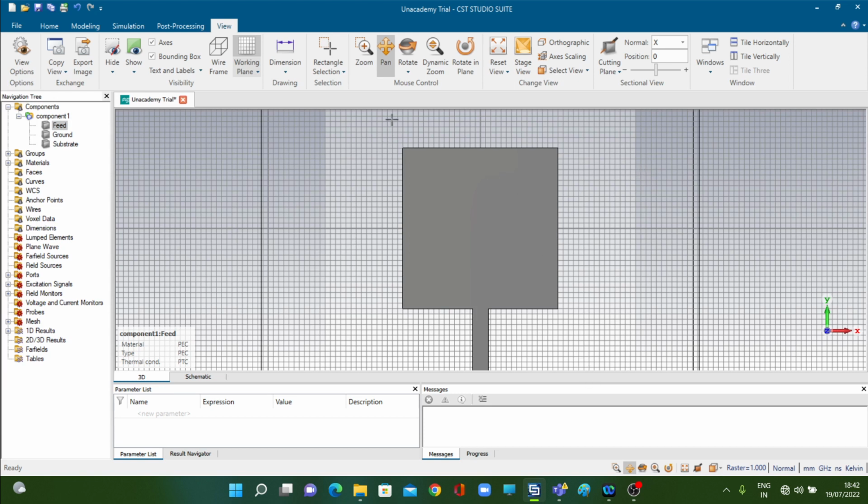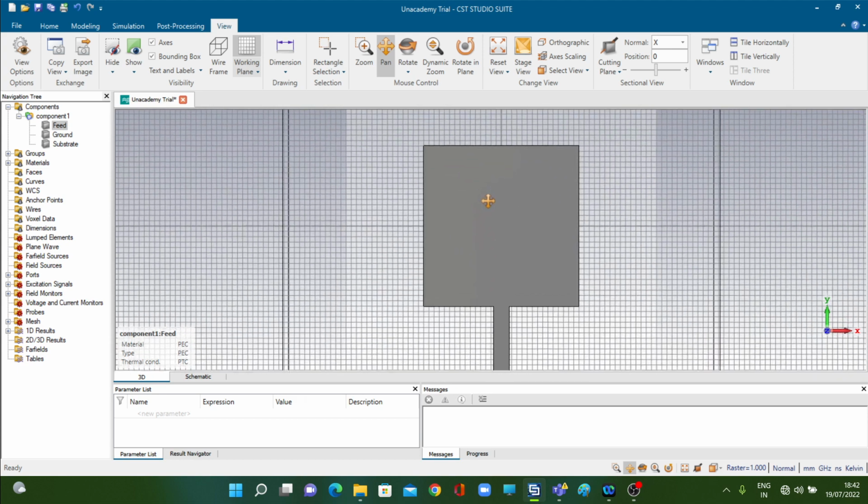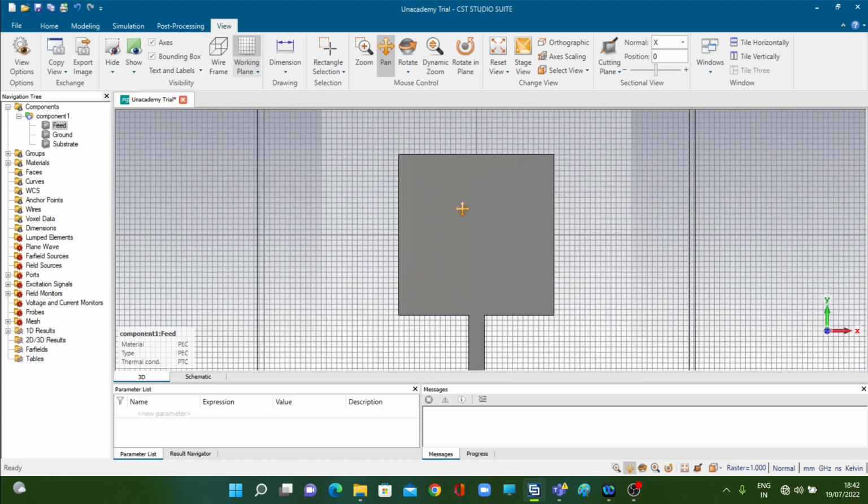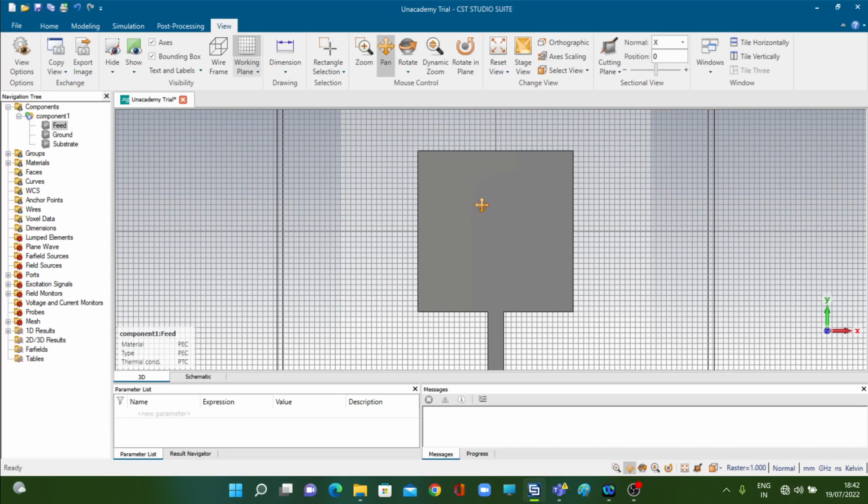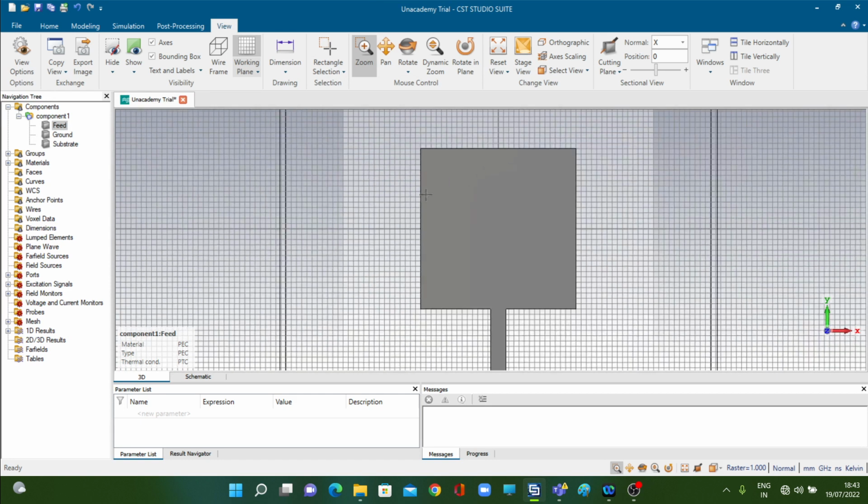So different viewing mechanisms also are shown here. If you activate this pan as mentioned, you can actually move the structure up and down and left and right. That means either along the vertical axis, which is the y-axis here, or along the horizontal axis, which is the x-axis here. If you zoom it, then you can actually zoom the structure.